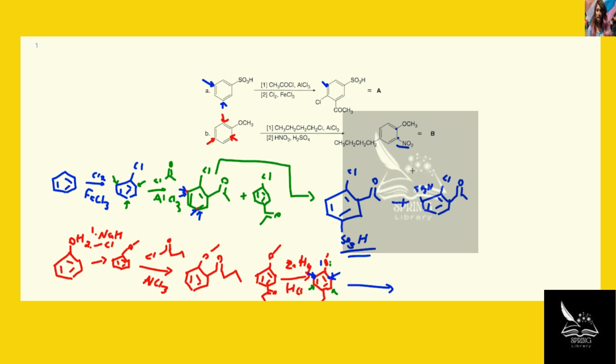So we'll add that nitro group with nitric acid and sulfuric acid. And we will get product B as an exclusive product. It doesn't matter which ortho position you choose because they're both identical because of the internal plane of symmetry. 1, 2, 3, 4. And then we'll add our nitro group here to obtain B.